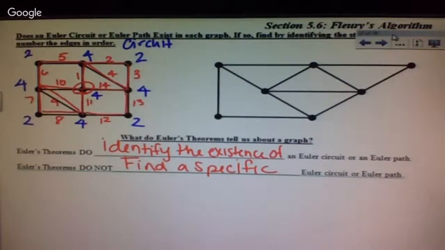Okay? Let's do this second one. Degree of this dot, 3. Down below, 2. 2. Over here, 3. 3. 4. 4. Up here, 4. 4. Here, 4. And here, 2. So what should I technically have here? This should be a path.